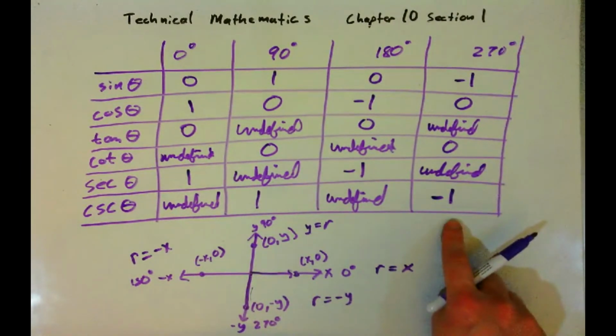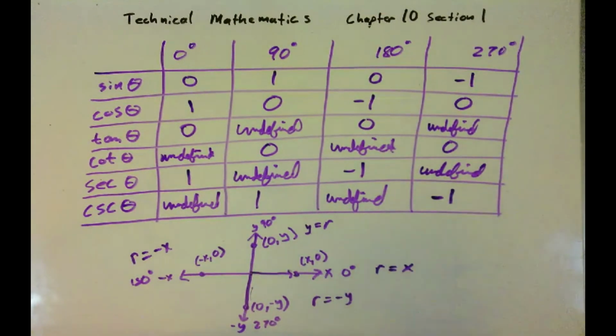And so now we have an idea of what the value is of all 6 trig functions when they lie on the axes. And we also saw what the values or the signs of the values would be when they lie in one of the 4 quadrants, either positive or negative.